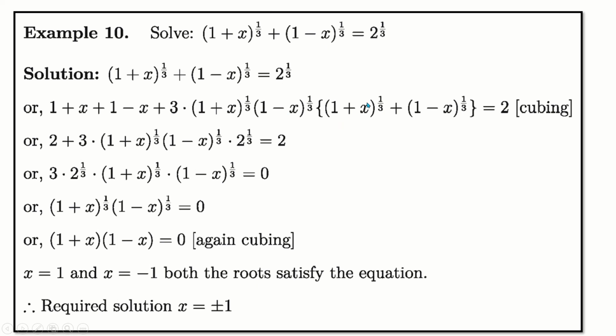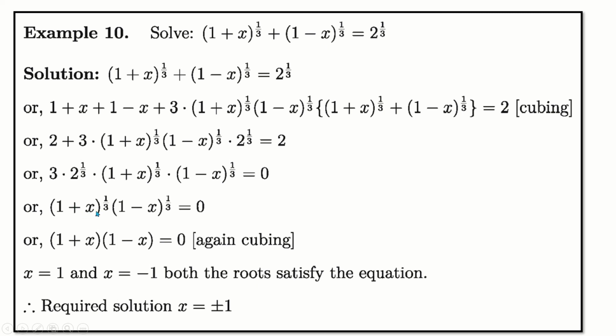But this equal to what? This is equal to 2 to the power 1 by 3, because this part and this part are the same. So we can write 2 to the power 1 by 3. This equal to 2. Okay. Now 2 cut, only will get 3 into 2 to the power 1 by 3. This equal to this. This converted to right side.